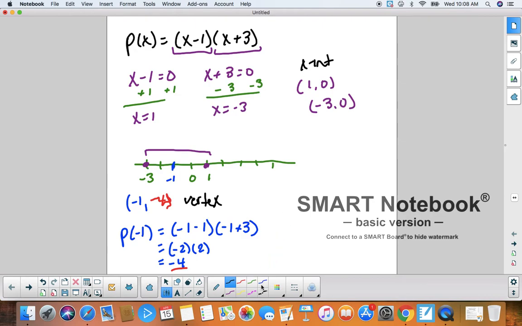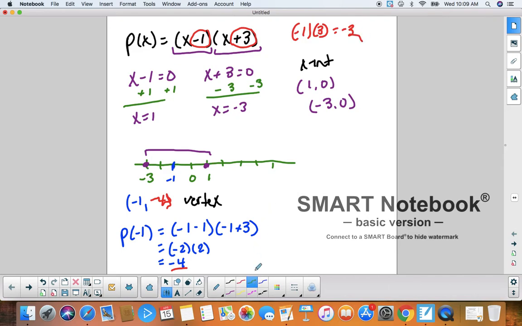The other thing we can find is the y-intercept. And we learned that in order to find the y-intercept, the shortcut was to multiply these two constants together, right? This is what's going to produce the c value in standard form. So if I multiply negative 1 times positive 3, I get a y-intercept of negative 3.